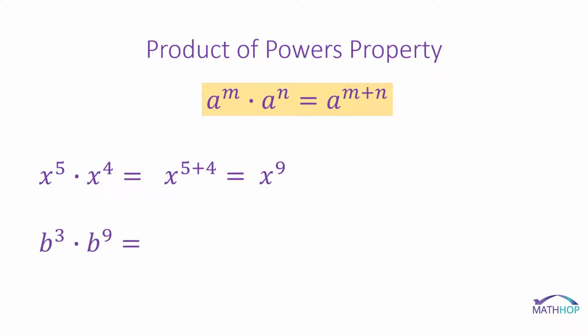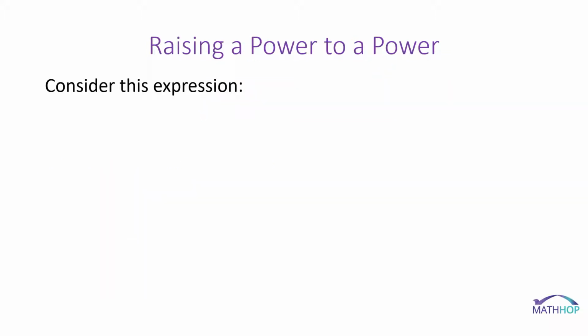If you had b cubed times b to the ninth, same thing. You would have b to the 3 plus 9, or b to the 12th power. Okay? That's the first property. Moving on to the second property, this is when we raise a power to a power. Consider the expression x squared cubed.